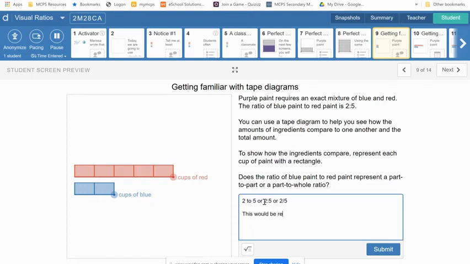This would be represented as a part to part ratio because 5 is not the total amount needed to create the perfect purple paint. You actually need 7 total pieces. I don't see 7 in the ratio above.